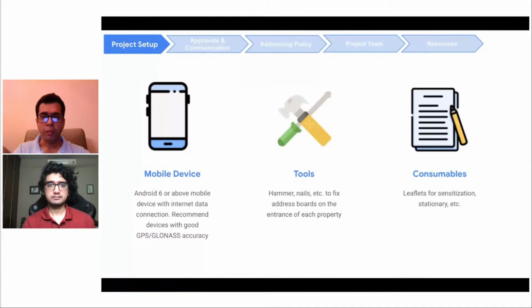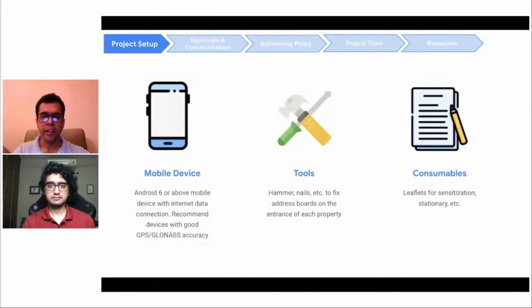Other resources required for the project: mobile devices. Mobile devices will be used by the field operators to go in the field and assign addresses using the Address Maker mobile app. Android 6 or above mobile devices are required with internet data connection. Devices with good GPS capability like GPS-A and GLONASS are recommended as it helps with quick sync while in the field. Apart from the mobile devices, the field operators would also need tools like hammer, nails, etc. to fix the address boards, as well as leaflet stationery while doing the addressing.